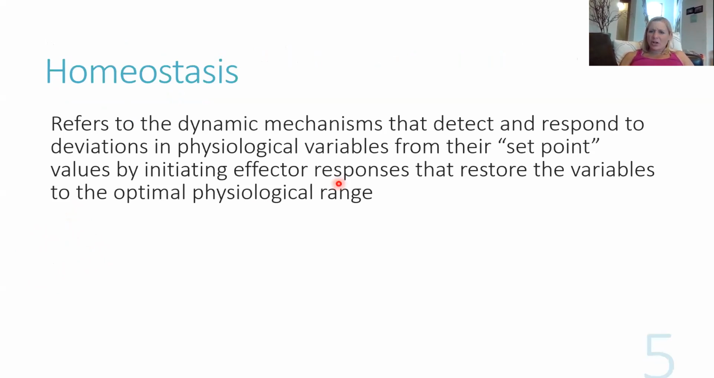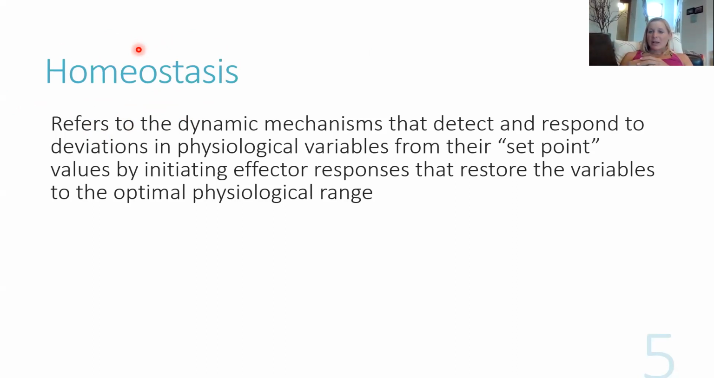So we mentioned this term, which was used in the title of this lecture: homeostasis. What are we talking about when we say homeostasis? This refers to dynamic mechanisms that detect and respond to deviations in physiological variables from their set point, and this will initiate some sort of response involving effectors that will allow us to restore variables to their optimal physiological range. So when we think about what this means, we have all these different variables within the body, and your body wants to maintain them around a very narrow set point.